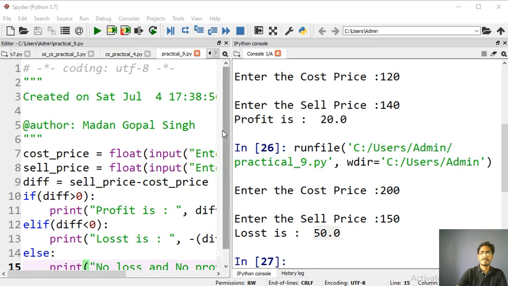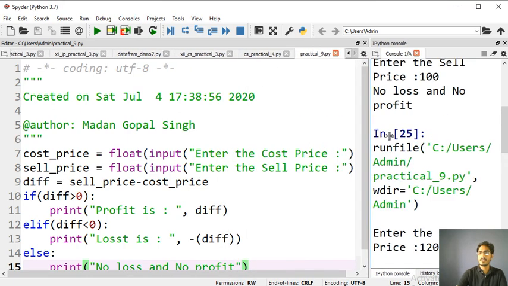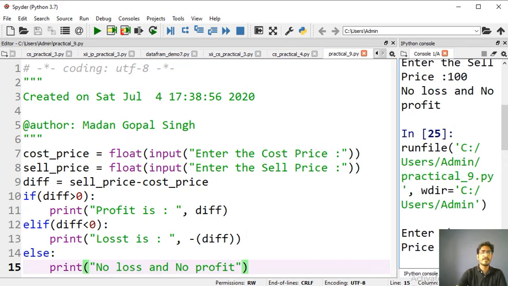So this is how you can calculate the profit and loss. See this program, type it in your editor and practice it.